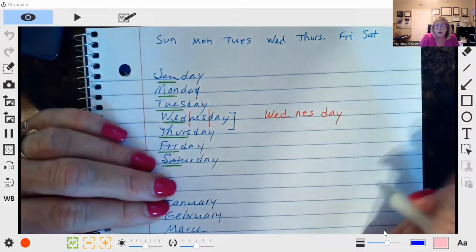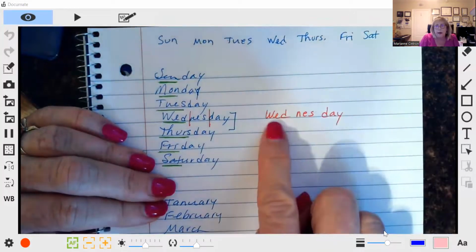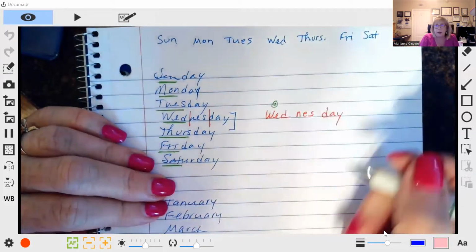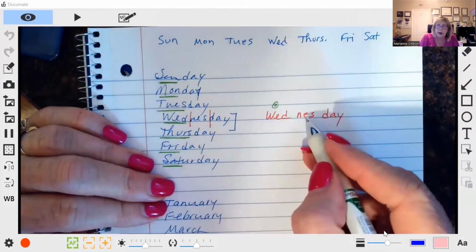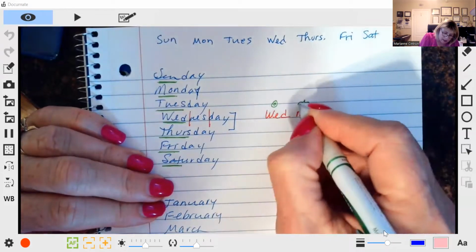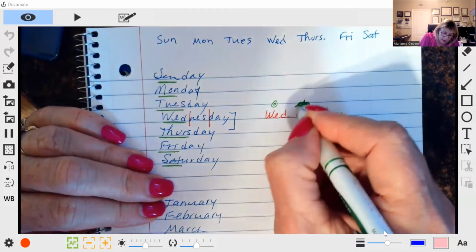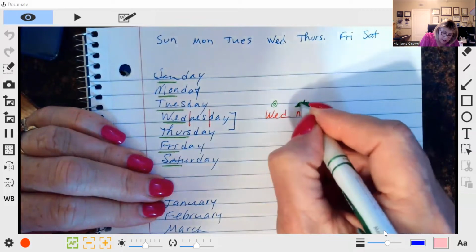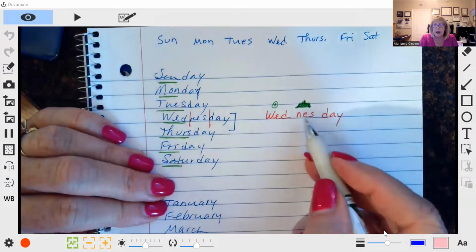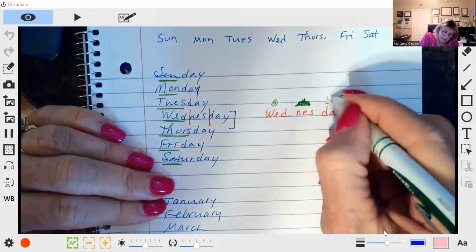You can have your student draw some pictures. What does wed remind you of? Maybe a wedding ring. Here's a wedding ring. Nest reminds me of a piece of chocolate, Nestle's chocolate. Here's a little Nestle's kiss. Anytime you can incorporate a picture into your teaching, you're going to help your child. Now, he did a great Nestle's kiss. I didn't. And then the day is just going to be the sun.